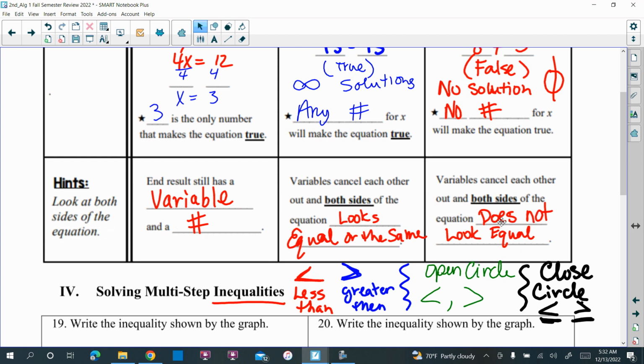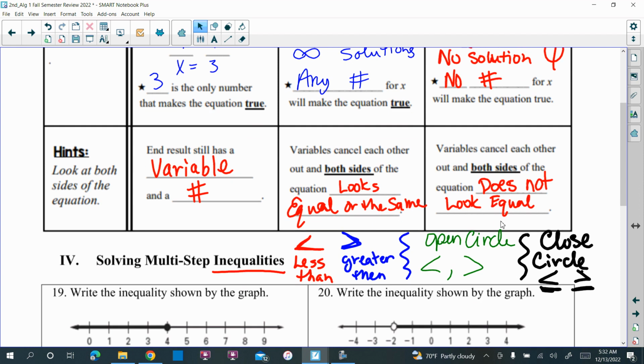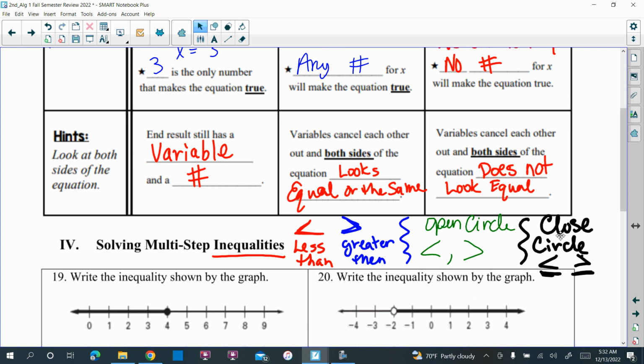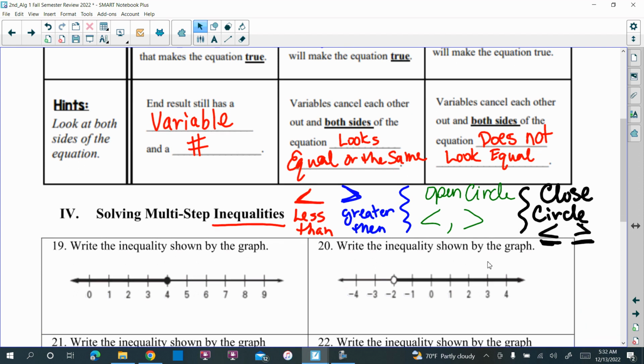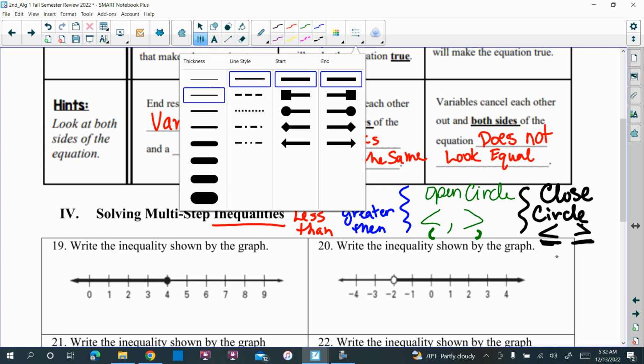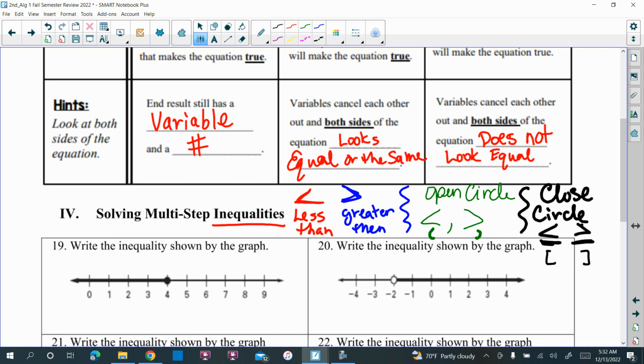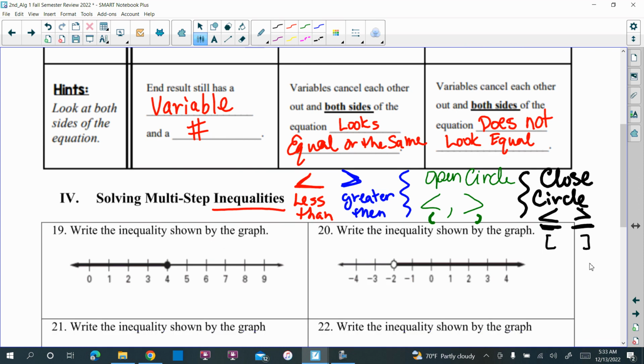Then section 4 is multi-step inequalities. Make sure you know your symbols. Make sure you know when to use an open circle versus a closed circle, and which symbol goes with that. Also, we're going to get into some interval notation. For open circle, we use parentheses with interval notation, and we use brackets when it's a closed circle.